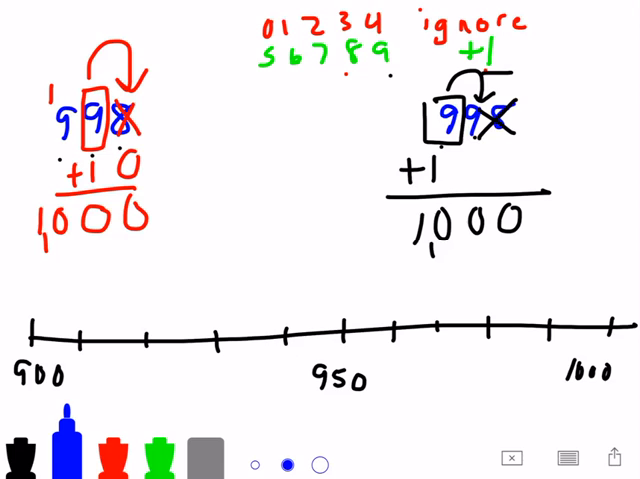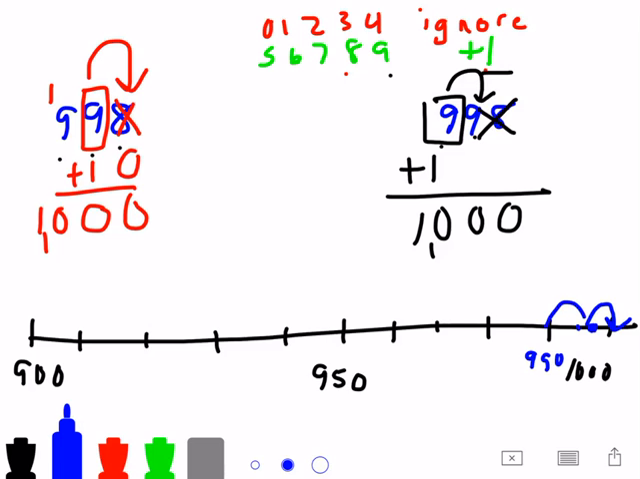998 would fall right about here, right? Because if this is 950, 60, 70, 80, 90, so if this is 990, 998 would be about right here, which is really close. It's actually closer to 1,000 than it would be to even 990, right? Because 995 is about there. So that's why it would round to that, the nearest 10.